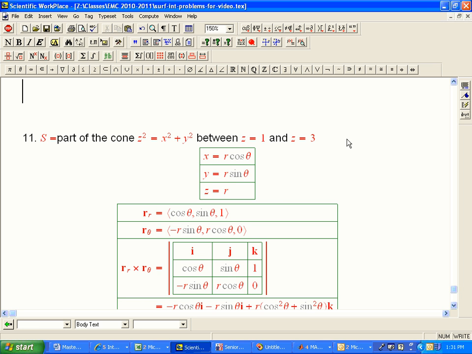Okay, so now, number 11 from the next section. Here it's a scalar surface integral problem.